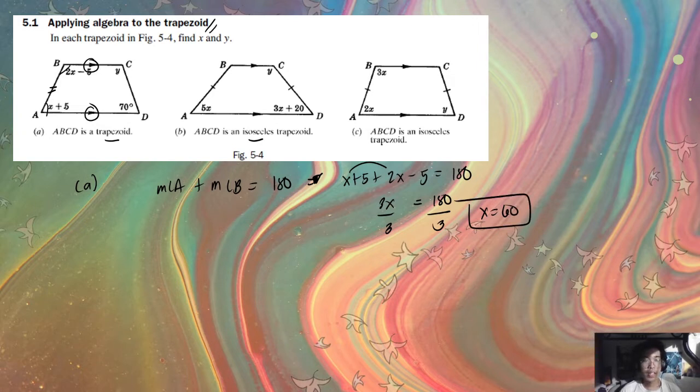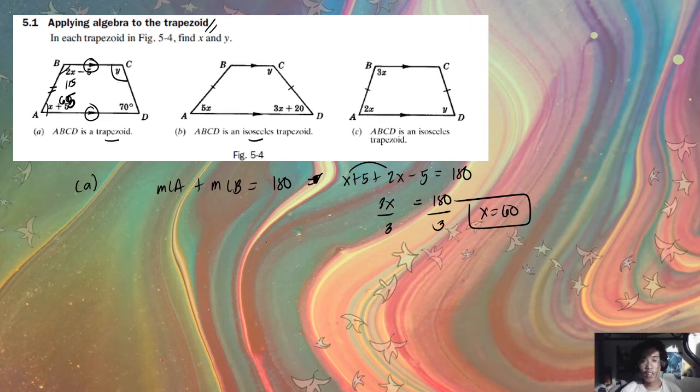60. Now, if this is 60, then what's going to be the value of y? Now, if this is 60, this should be 60 plus 5, so that should give us 65. And this should give us 2 times 60, which is 120, minus 5, which is 115. And 115 plus 65, so that should give us 180.